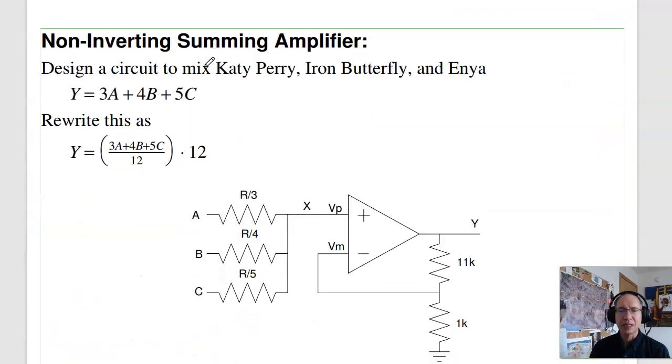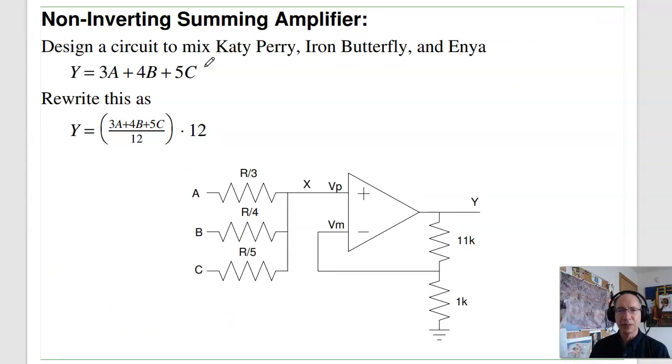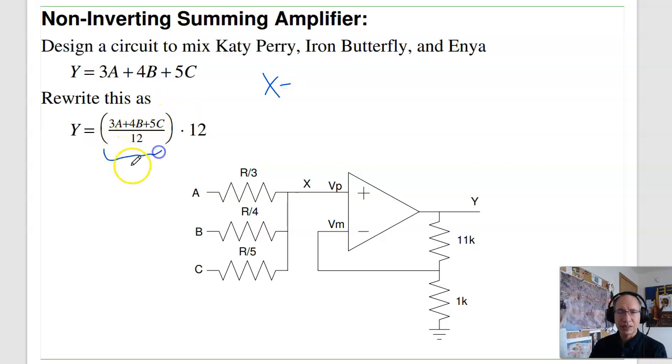A second amplifier that we commonly use is the non-inverting summing amplifier. Now in this case, I can take the weighted average of 3 signals. So suppose I want to say, what's the average of 3A plus 4B plus 5C? What I can do is create a variable X. This guy right here, that's X. This is the weighted average. One way to do that is if all these resistors are the same, then by symmetry, Y is the average of A, B, and C.